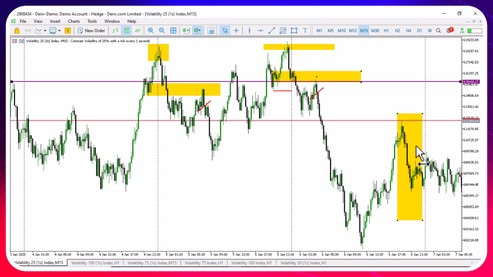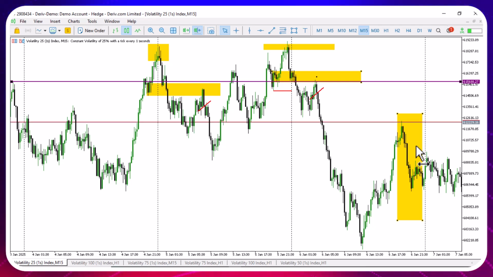And remember, click the link in the description down below, put your email, and you receive an email, right? Create a demo account. After creating a demo account, you upgrade to a real account. You fund that real account, and you link your account to the MT5. After linking your account to your MT5, you then start trading. And remember, you are trading volatility 25 1S, and you are using this strategy.